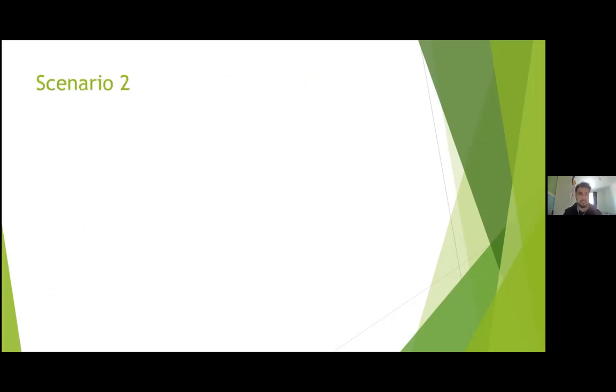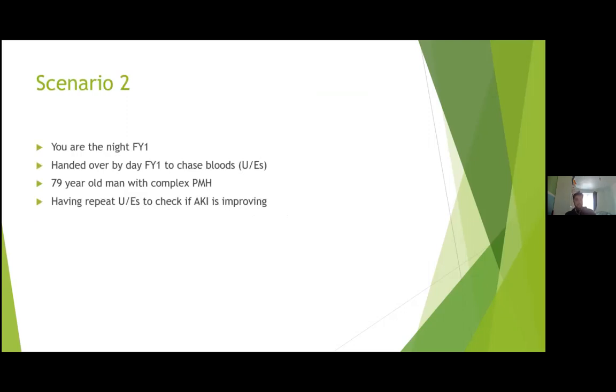Okay, second scenario. You're the night FY1, handed over by the day FY1 to chase some bloods, in particular the U&Es for a 79-year-old man with a complex past medical history. They're having their repeat U&Es to check their AKI, which has been improving in the last few days. The bloods come back and the potassium is 6.2. So what are we thinking, guys?